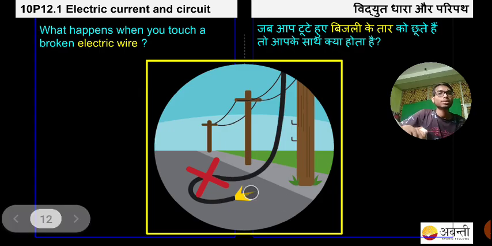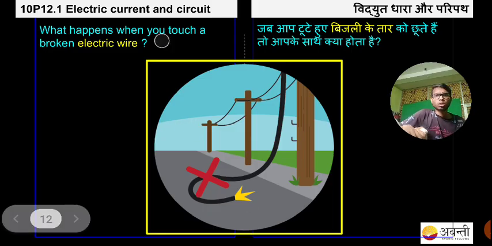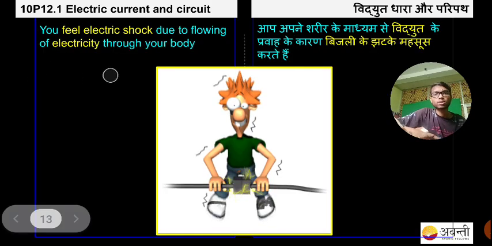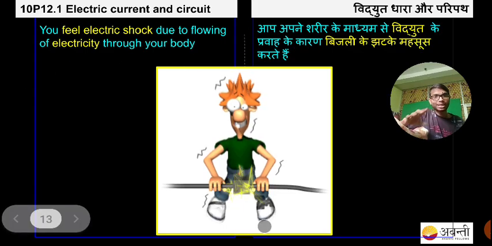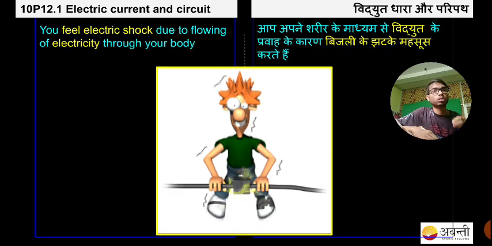Here, this electricity is coming. It is continuous. When you touch this, then you will get a shock. You touch a broken electric wire. So the answer is: you feel an electric shock due to the flowing of electricity through your body. When you touch this electricity, it will continue inside your body.